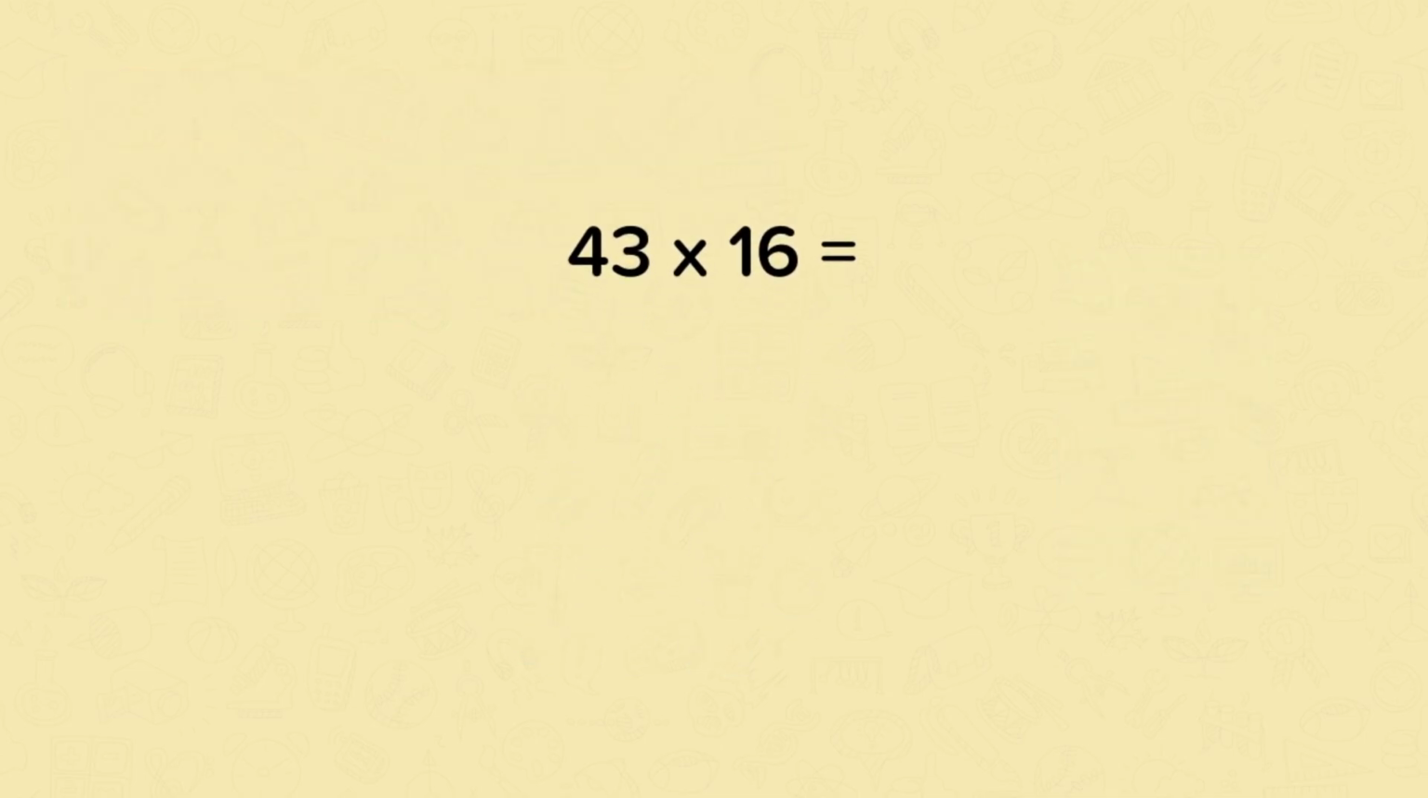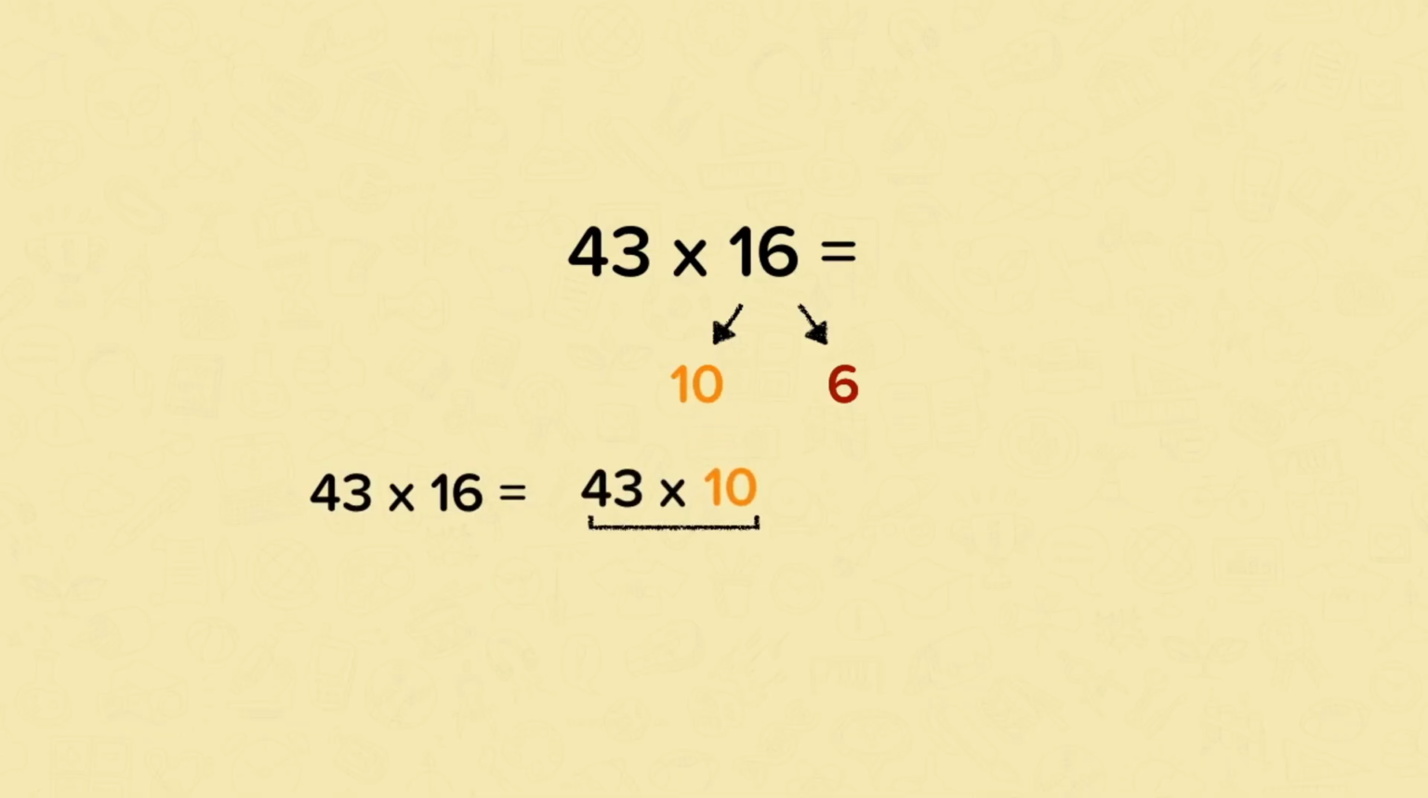Let's look closer at 43 times 16. In order to multiply 43, we can partition 16 into 10 and 6. This means we can split 43 times 16 into two operations, 43 times 10 and 43 times 6. When multiplying by a two-digit number, we always start by multiplying the ones and then the tens.